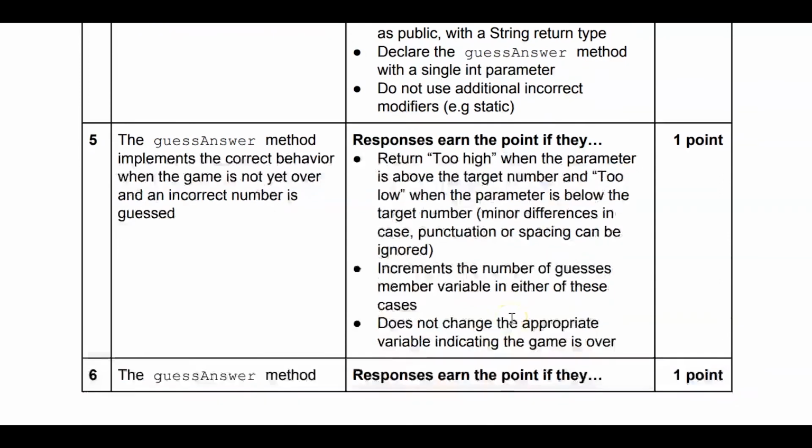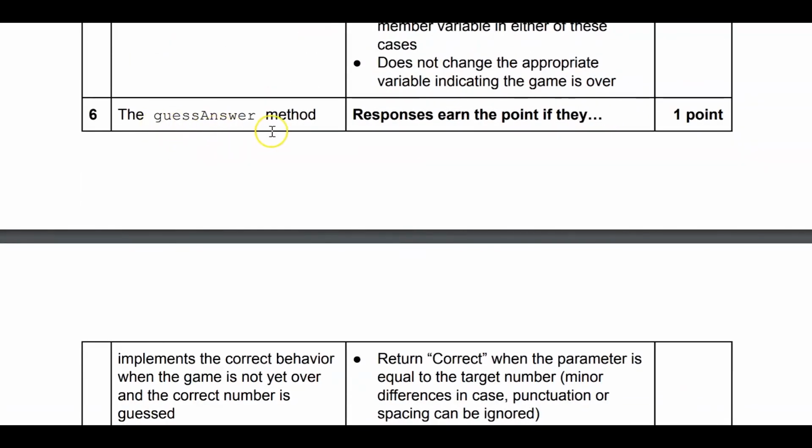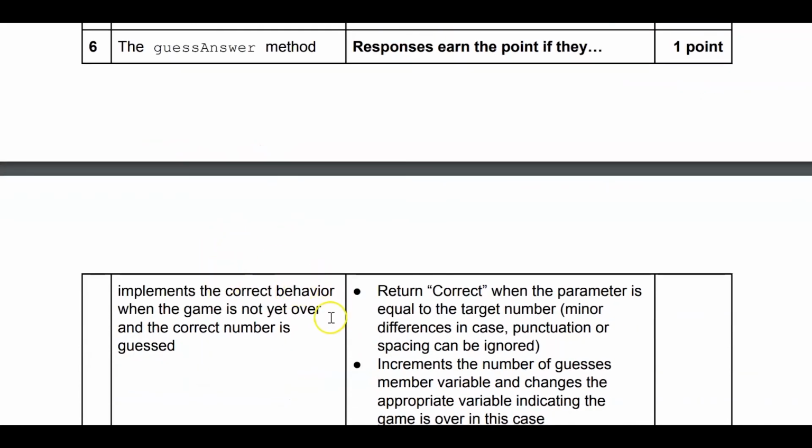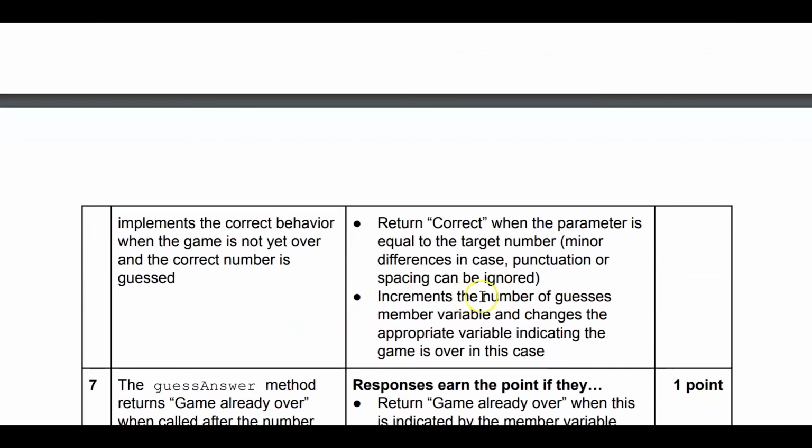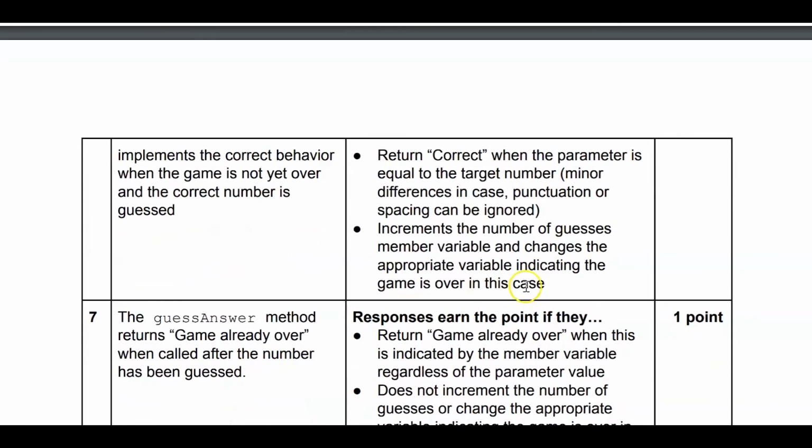The second half of the guess answer method is, did you implement the correct behavior when the game is not yet over and the correct number is guessed? I guess this is sort of 2/3 of the answer, which is, when they guess the correct number, are you returning correct as a string? Are you incrementing the number of guesses one more time? And are you changing the appropriate variable? This is the Boolean, which indicates whether the game is over.